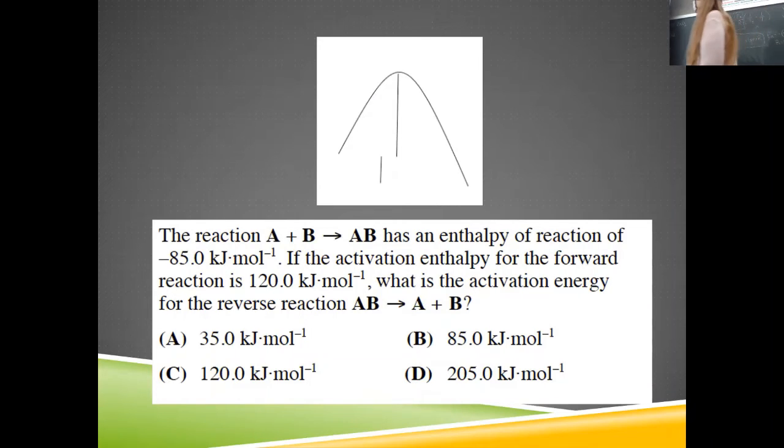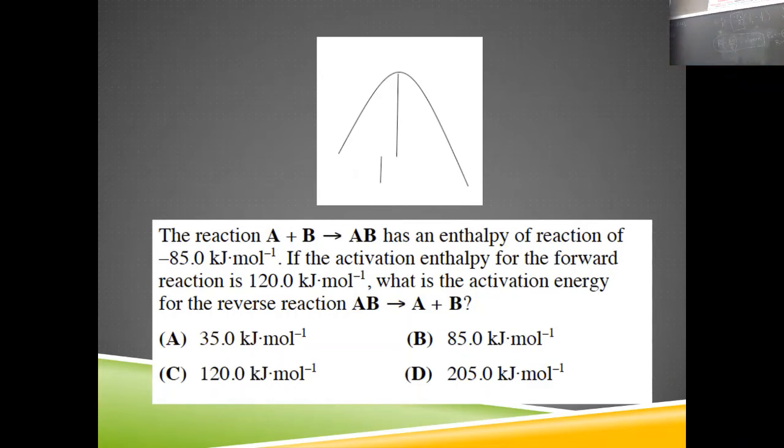Let's say I have this reaction. This is very simplistically drawn. And I have an enthalpy of reaction of negative 85 kilojoules per mole. Remember, enthalpy is delta H. The activation energy, or they call it activation enthalpy, is 120 kilojoules per mole. And it's asking for the reverse reaction.